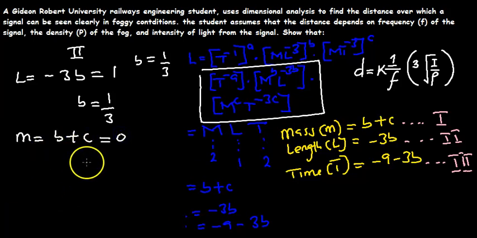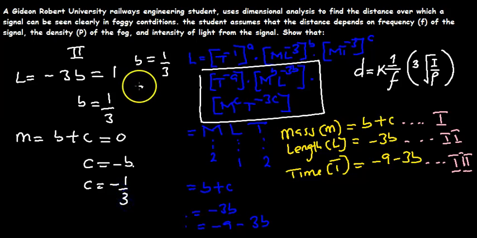So notice that what we need to do at this point is to make C the subject of our formula. If we bring B here, it's going to be negative, meaning that C is equal to negative B. So what is B? B is 1 divided by 3. So C is going to be negative 1 divided by 3. At this point, we can say that our C is simply going to be negative 1 divided by 3.